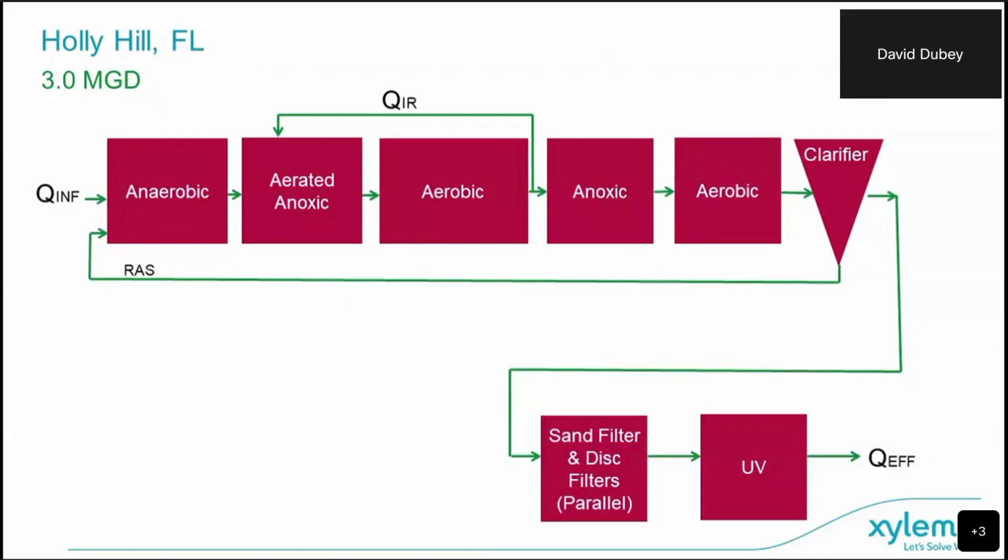Another example, Holly Hill, Florida. This one has a similar setup with sand filters and disc filters. They originally had just sand filters. When they did one of their upgrades, they added some disc filters. They run them both in parallel, so they use disc filters for part of the flow and sand filters for part of the flow.